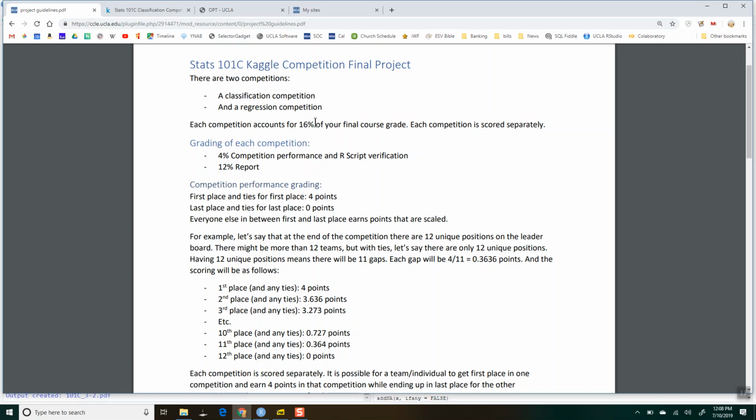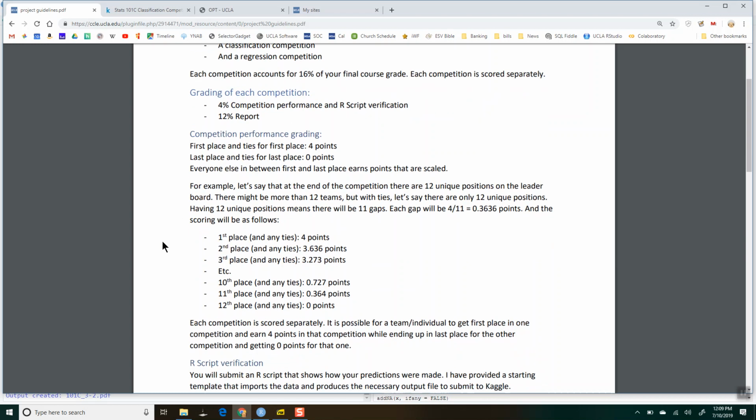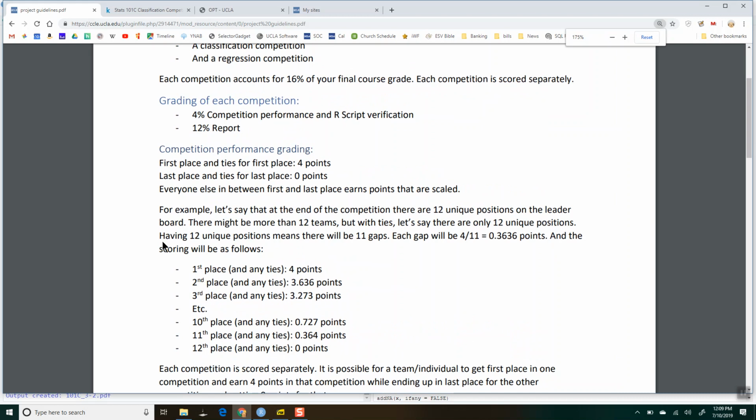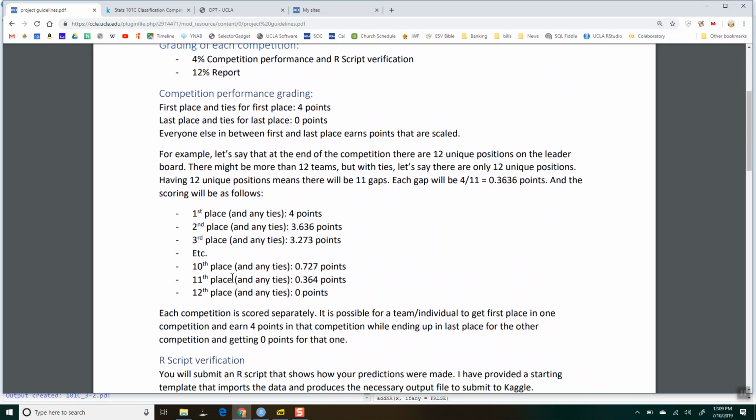I was debating how much to put on each side. I ultimately decided 4% will be competition performance. And the way it's going to work is, teams tied for first place will get 4 points, and last place will get 0 points out of the 4 points, and everybody in between gets something scaled, just a linear scale based on your placement, okay?